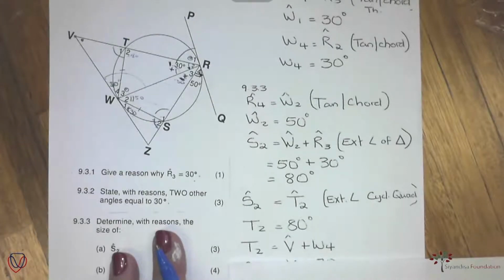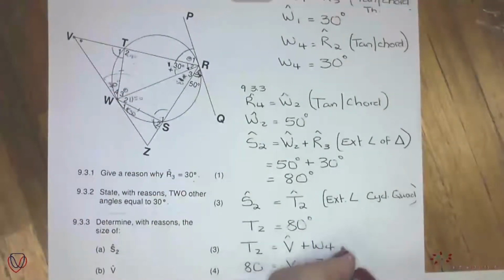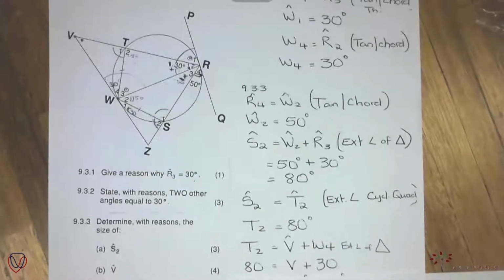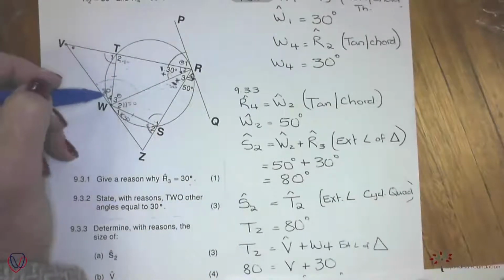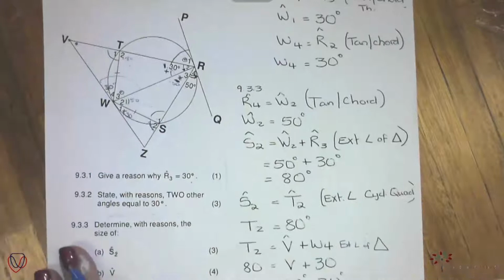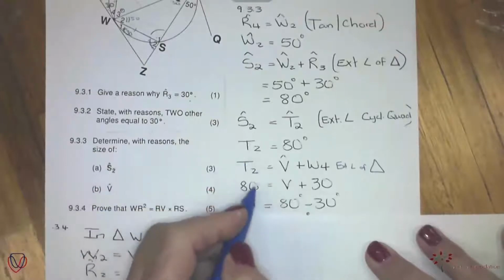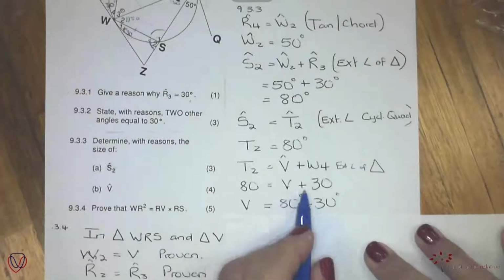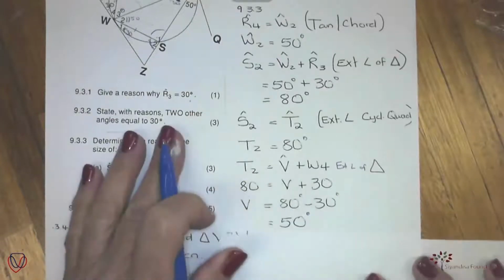Then we say T2 is V plus W4, exterior angle of a triangle. I did not write my reason there. Exterior angle of triangle, that's my reason. Right, people? Therefore, V will be 80 minus 30. Can you see that? V will be 80 minus 30, because T2 is 80 and 80 is that one plus that one, and that is V plus 30. Therefore, V will be 80 minus 30. And that is 50.